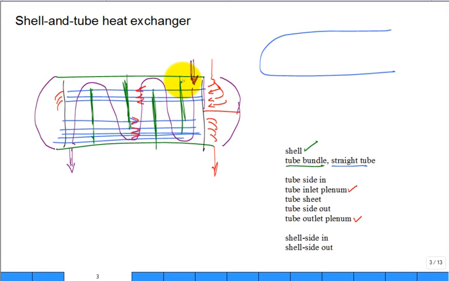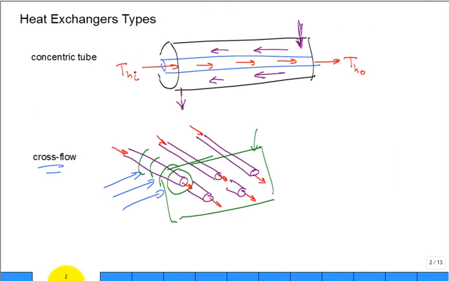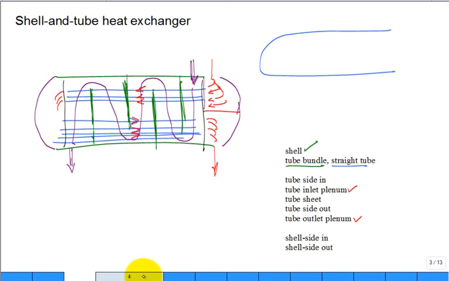So there's a lot of shell and tube heat exchangers, different configurations, a lot of cross-flow heat exchangers, different configurations. What we end up doing is we end up analyzing concentric tube heat exchangers because we can develop the mathematical framework, and then we extrapolate that framework to the more complex, which then rely on empirical data, measurements from built heat exchangers that are tested in the lab.